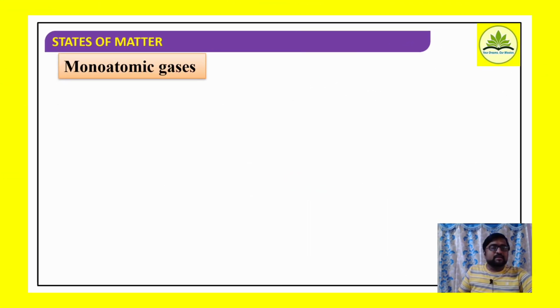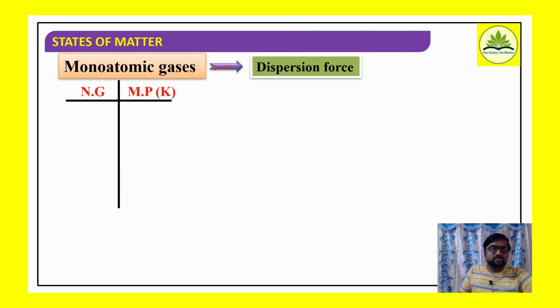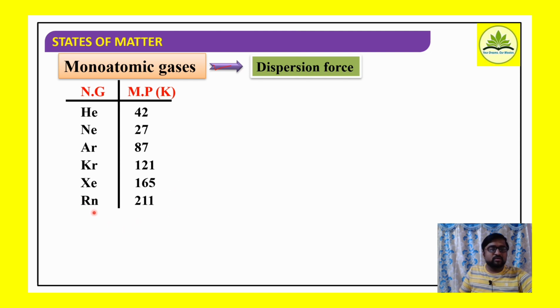And another example, consider monoatomic gases, that is noble gases, and how the dispersion force is going to influence the properties of the noble gases: helium, neon, argon, krypton, xenon and radon. These are the noble gases, and look at their melting points: 42 Kelvin, 27, 87, 121, 165, 211. See here, what we can notice is that there is a gradual increase in the melting point, right? So helium, neon, argon, krypton, xenon, radon, as atomic number increases.